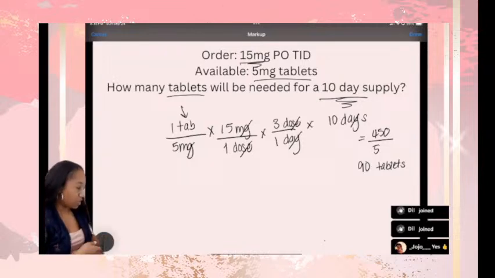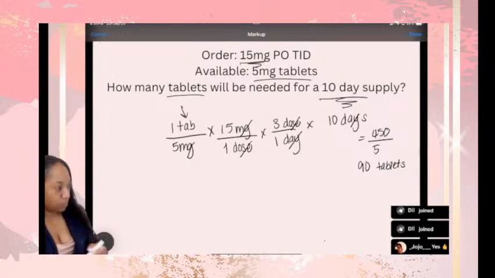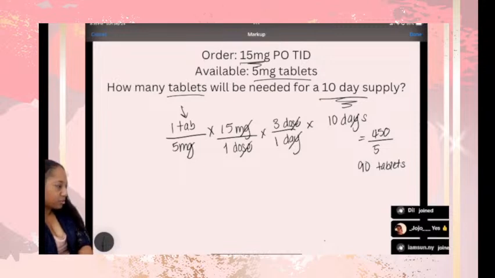So if you want to do it another way and not dimensional analysis, you could do, who is that said they like desired over have, or their teacher uses desired over have? I can't remember.